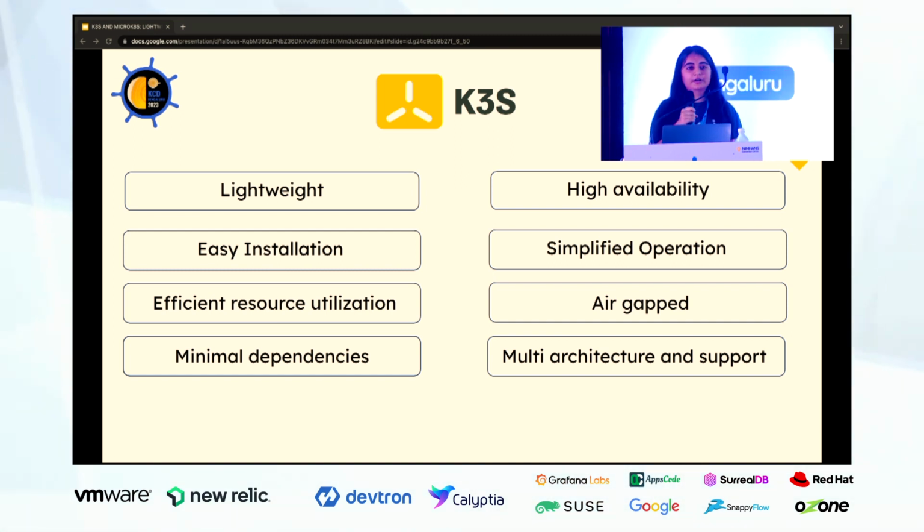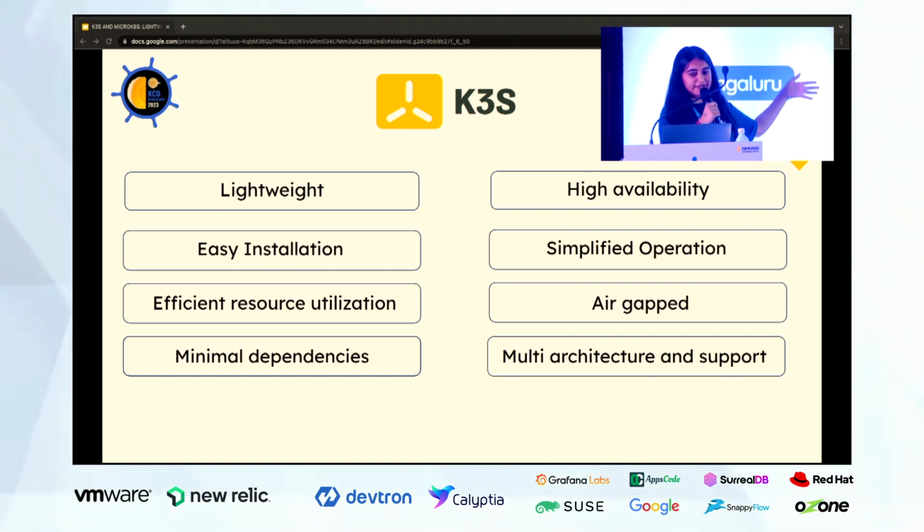Air gap. You can run K3s in an air-gapped environment, an environment that is without the internet. But the consideration is that you should have your binaries or mirrored Docker images in your private registry or in an external system so that you can easily fetch these things.